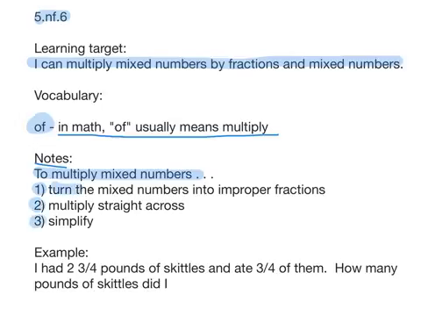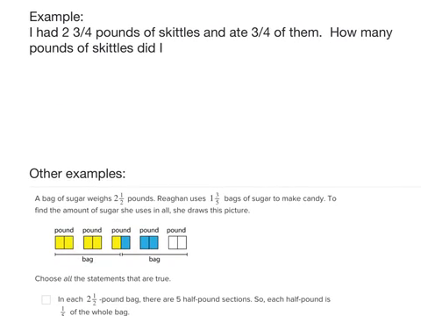Step 1, turn the mixed numbers into improper fractions. Step 2, multiply straight across. Step 3, simplify. All right, example problem.